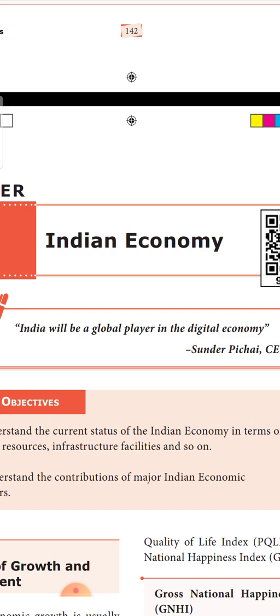And apart from that, we'll be learning about the contribution of various economic thinkers from a few years back, after independence. What is the contribution of the major thinkers towards our economy, and in judging what India will be in the future? We'll be learning about that.